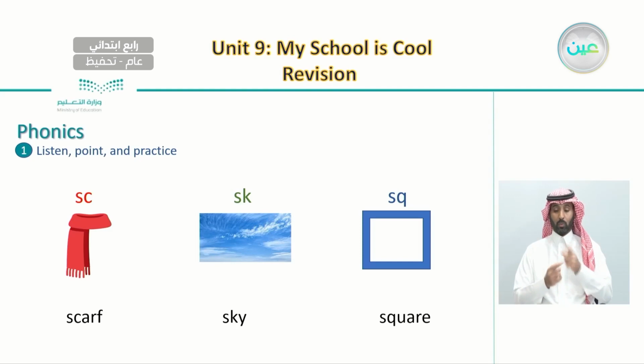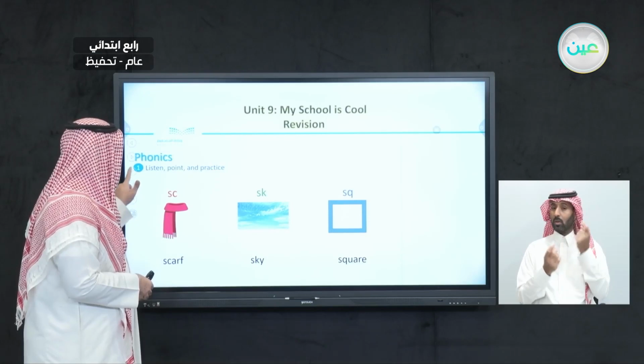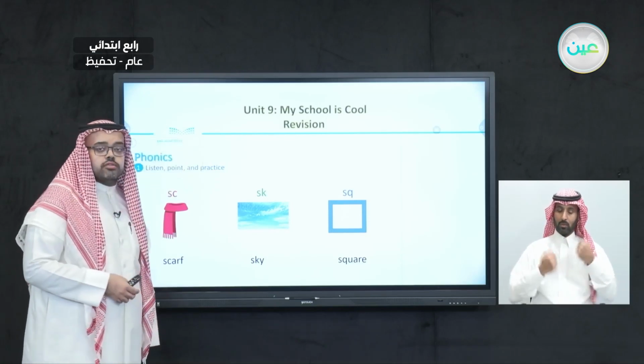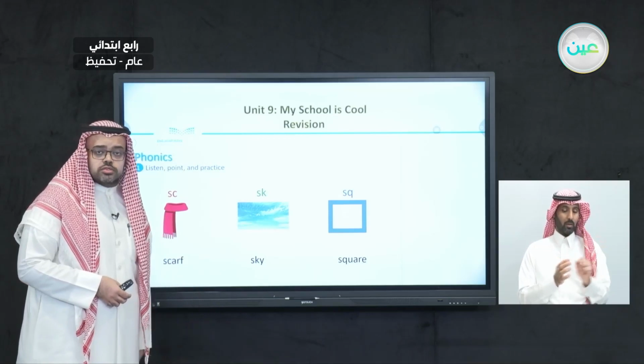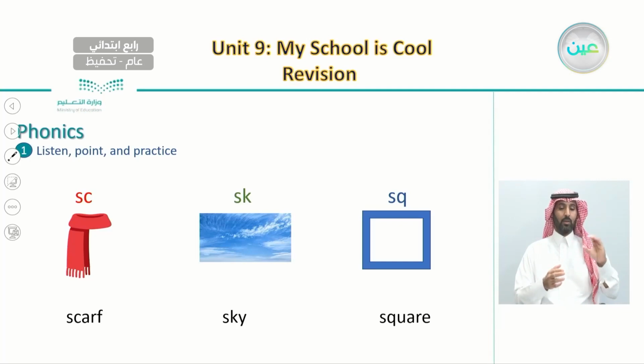So quick revision of our last lesson. We did many interesting exercises. As for the first one, we talked about how we need to listen, point and practice words that start with these sets of letters. We have different words that start with SC, SK, and SQ. In order to practice these sets of letters, we need to memorize and know the sound of each of them by using different words.